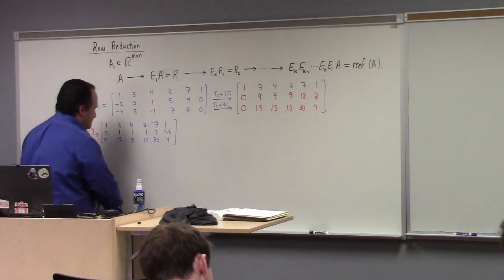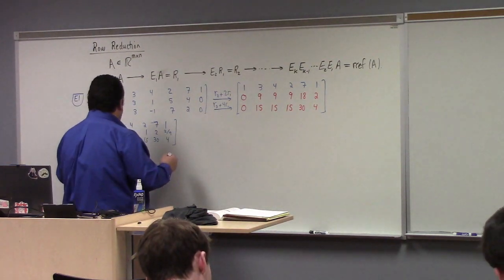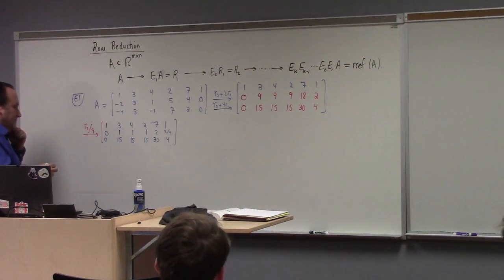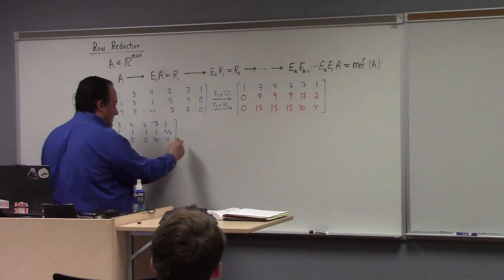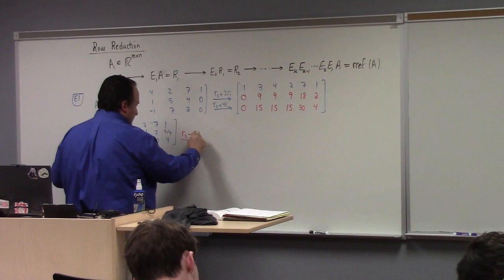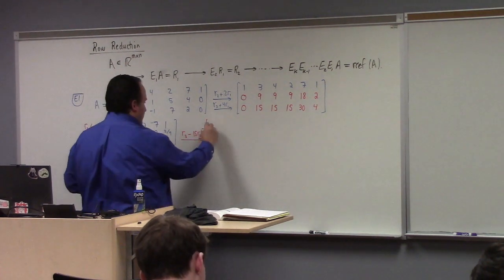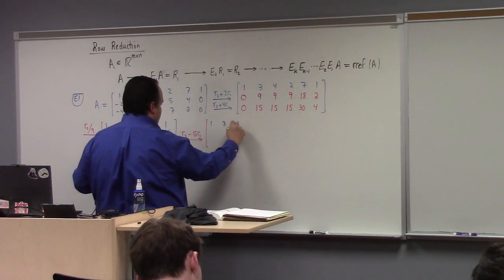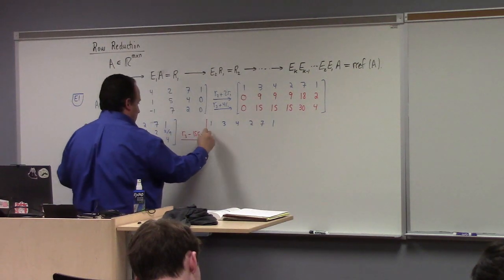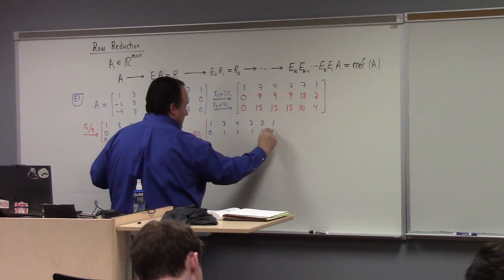All right, so then I'm going to go ahead and clear out the 15 there. I guess I'll just clear the 15 out, see how that goes. So row 3 minus 15 row 2, what's that give us? The top 2 rows are unaltered. Still got our 1, 3, 4, 2, 7, 1, and my 0, 1, 1, 1, 2, 2/9.